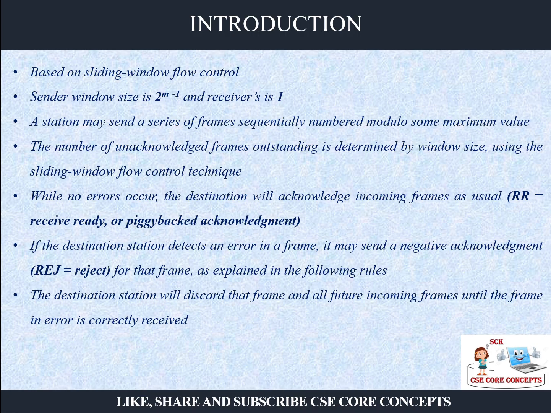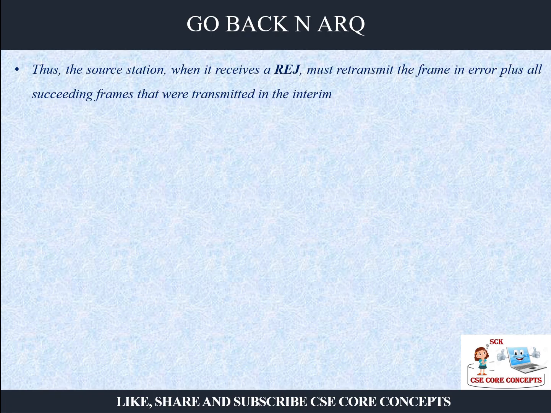Let's say, for example, the sender has sent frames number 1, 2, 3 and 4 to the destination. Now, the first frame has been received successfully. For the second frame, there is some error. So, the destination is going to reject the second frame and also the third and the fourth frame. And if the sender is again sending the 5th and 6th frame, they will also be rejected until the second frame is correctly received.